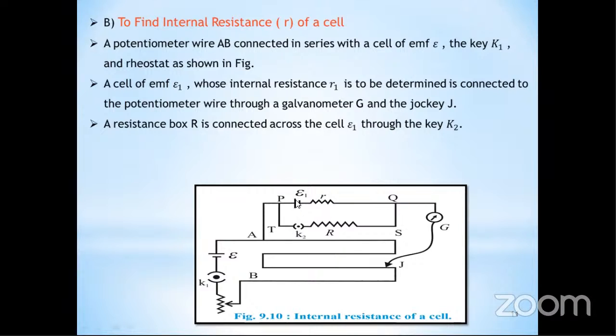Here in this we are going to use two cells. This one is the main battery, and here this is the cell E1. In series combination, we have given this resistance. A resistance box R is connected across the cell E1 through the key K2, as shown in the diagram. You have to build or connect the circuit and take the reading.